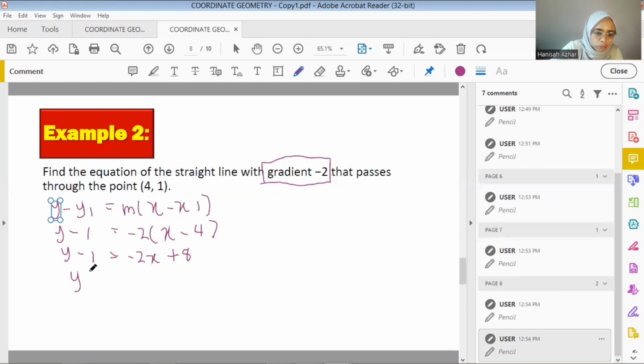So y, okay, negative 1 we move to the right. So y equals negative 2x plus 8 plus 1. So the final answer is y equals negative 2x plus 9.